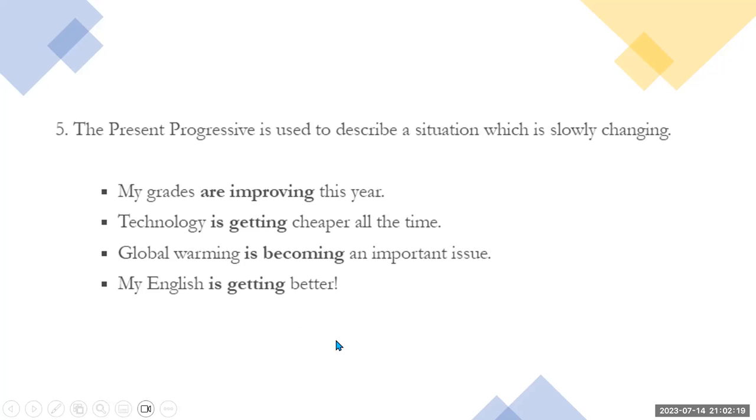Okay, number five, the present progressive is used to describe a situation which is slowly changing. Se usa para describir una situación en la cual va cambiando lentamente. My grades are improving this year. Imagínese un estudiante dice así, my grades are improving this year. Technology is getting cheaper all the time. La tecnología va bajando de precio. And the last one said, well, global warming is becoming an important issue. And the next one said, my English is getting better.